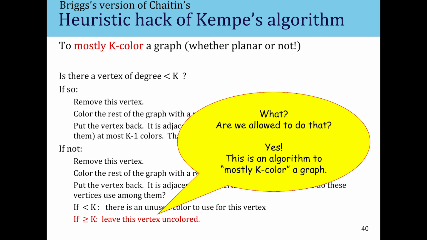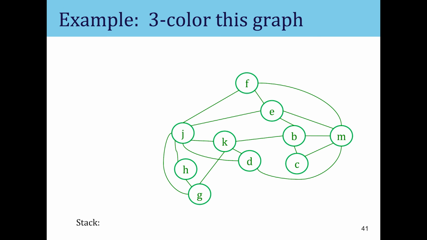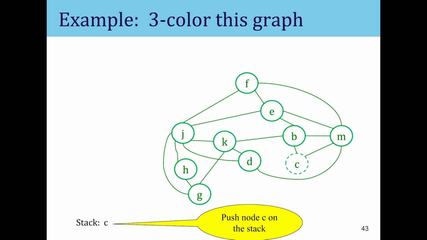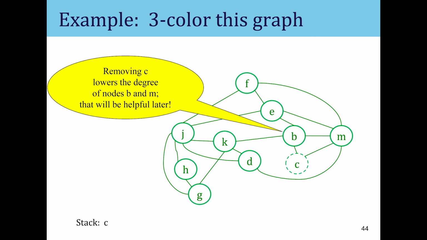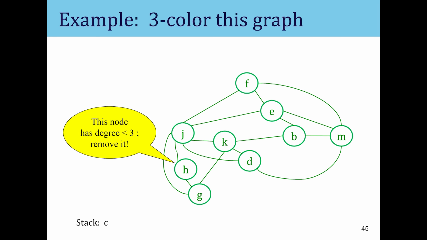So here's how you 3-color this graph. Okay, if I have a 3-register machine, find a low degree node, degree less than 3, remove it, push its name on the stack, right? That lowered the degree of node B and node M, right? Find a low degree node, H, remove it, put it on the stack. That lowered the degree of G. Now it has degree 2. We can remove it.